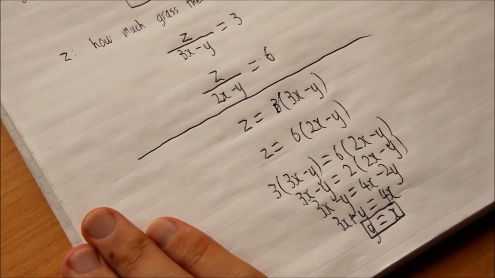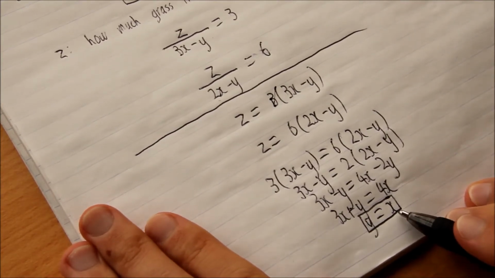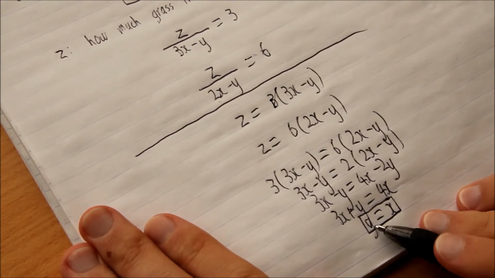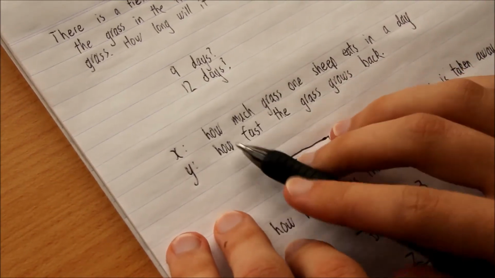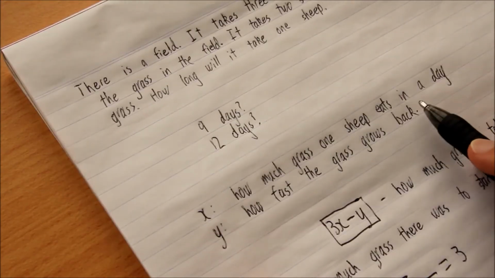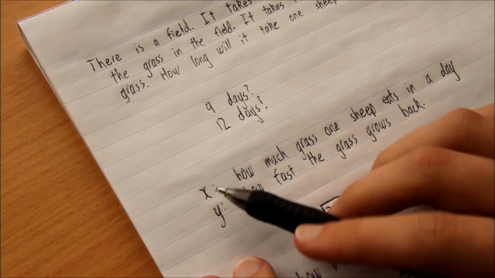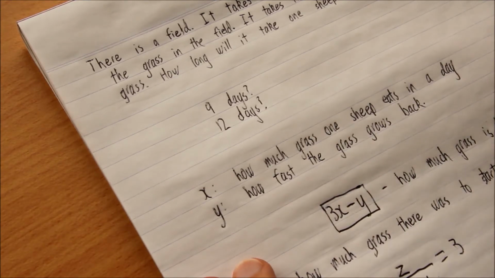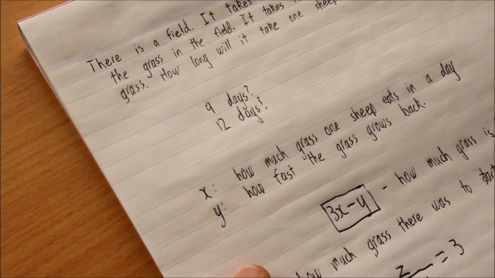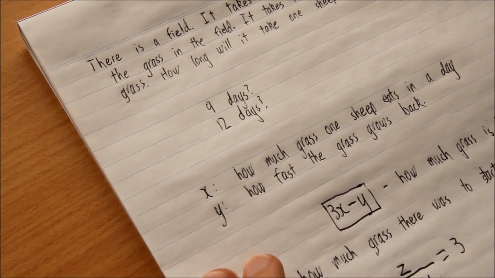Okay, so after that bit of algebra, what you come out with is that X equals Y, right? Now, that is very useful for this. X is just how much grass one sheep eats in a day, and Y was how fast the grass grows back. Now we know these two are equal, so we know that however much one sheep eats in a day, that much is going to grow back in the same day. So one sheep can never eat all the grass in that field. So that is the answer, everyone.